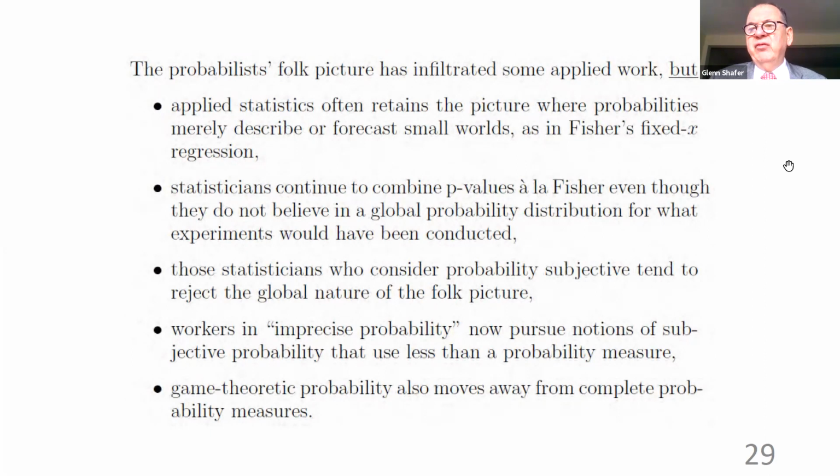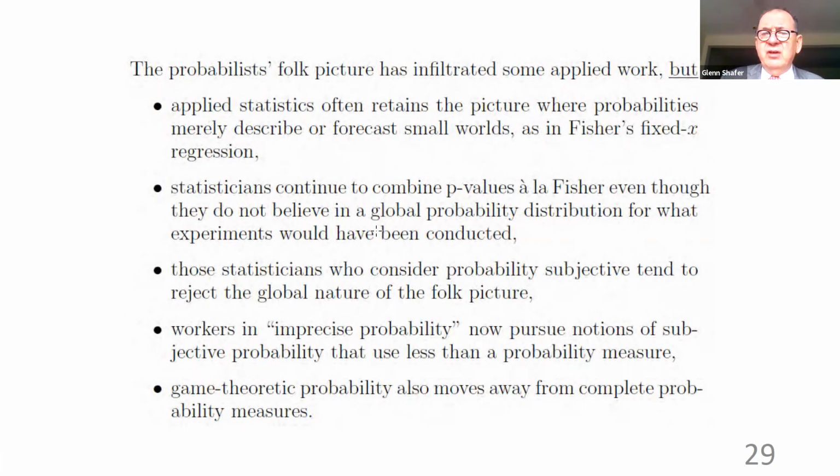Before the 1920s, regression was kind of something where you had a joint distribution for the x's and y's, but Fisher showed how to do the theory where the x's were fixed, even though they're not really fixed. This is going outside the probabilist folk picture.